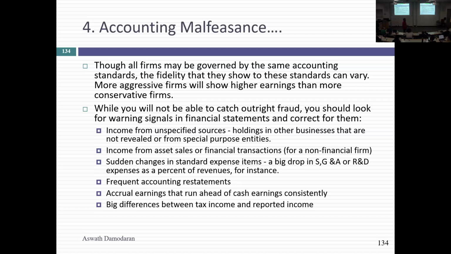If you have a company where the accrual income consistently runs ahead of the cash income, you got to get a little suspicious because that's not natural. Something is being done to make the income. They're selling items on credit, posting it as income and not collecting on the cash flows. Again, it's not a guarantee that there's accounting fraud, but that might be a clue.